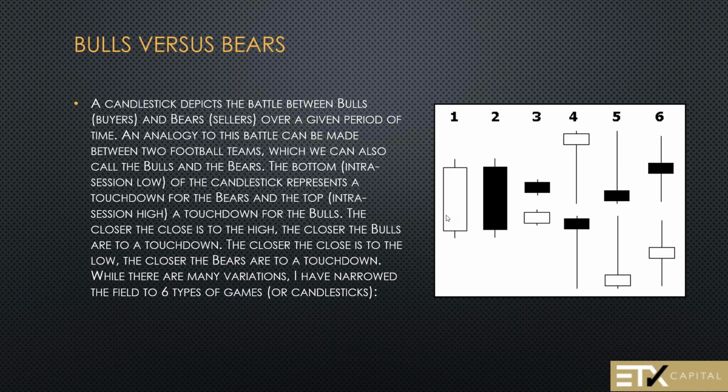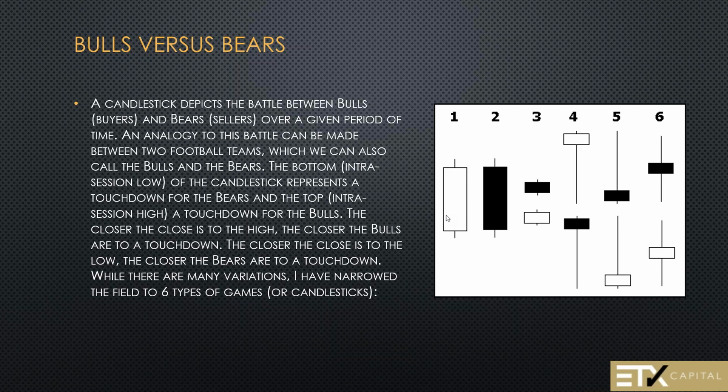Then we go on to number three, small bodies, basic wicks. Tells us the market was in a state of indecision. Nobody could dominate. Nobody wanted to dominate. Nobody pushed down the price, pushed up the price. Everything was kind of concise.